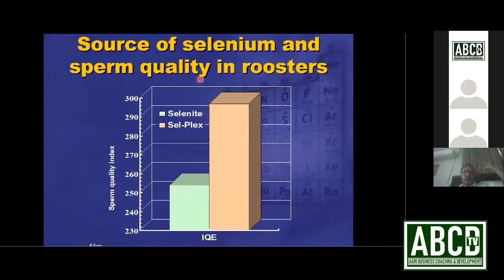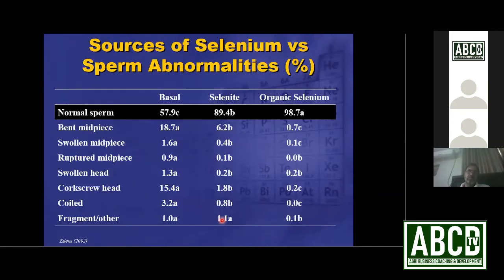And what about the quality of the rooster sperm cells? A work from Frank Edens at North Carolina State University has shown that by using organic selenium, you also have better sperm quality. Another study from Dr. Edens has shown the effect of the source of selenium on sperm abnormality.